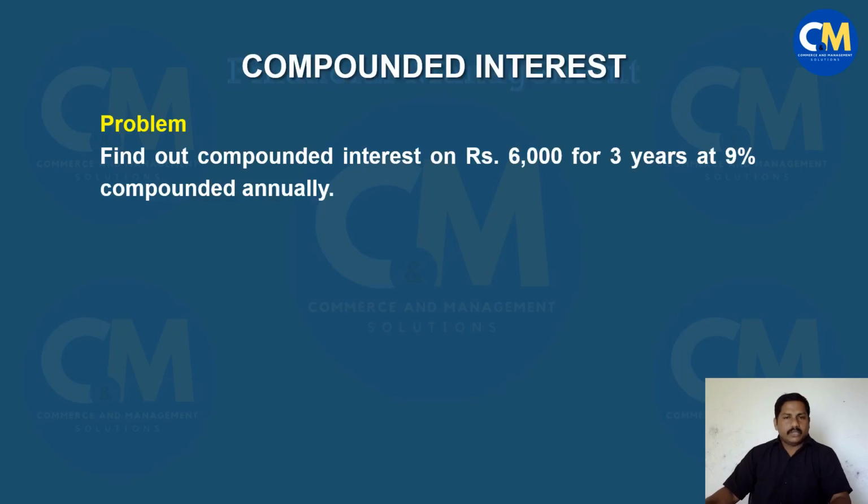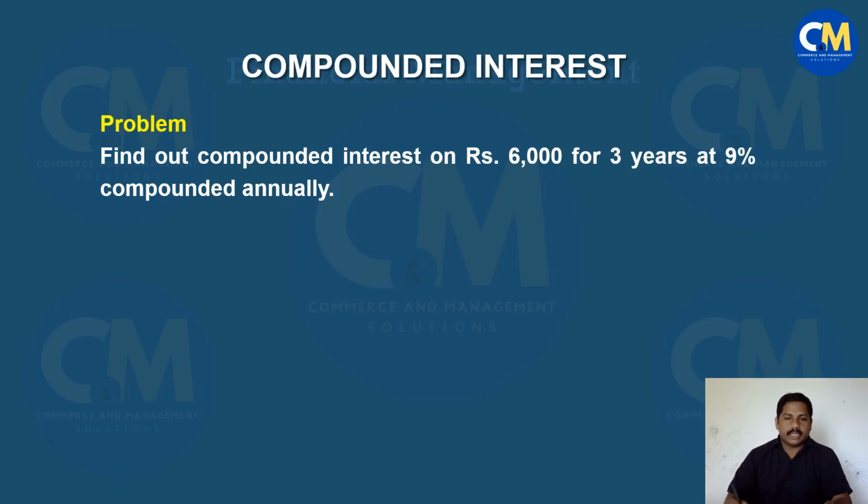Let us take another question. Compounded interest. How to calculate compounded interest? Here you need to calculate compounded interest on rupees 6,000 for 3 years at the rate of 9% compounded annually. Keep in mind, compounded annually. Every year the interest will be compounded.